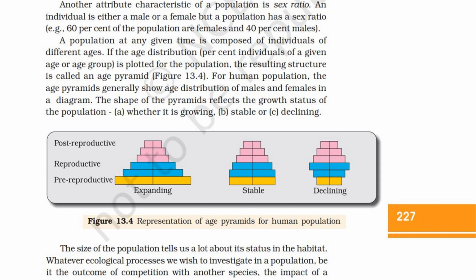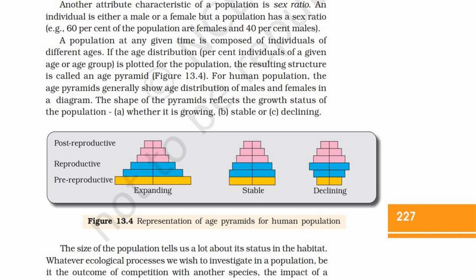If the age distribution (% individuals of a given age or age group) is plotted for the population, the resulting structure is called an age pyramid. For human population, the age pyramids generally show age distribution of males and females in a diagram. The shape of the pyramids reflects the growth status of the population, whether it is (A) growing, (B) stable, or (C) declining. The size of the population tells us a lot about its status in the habitat.